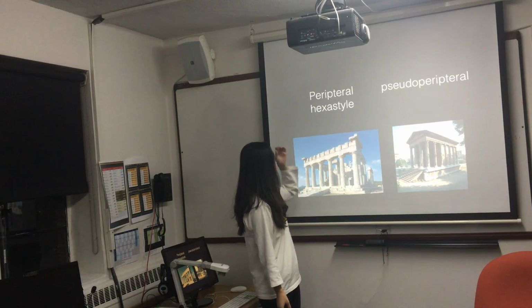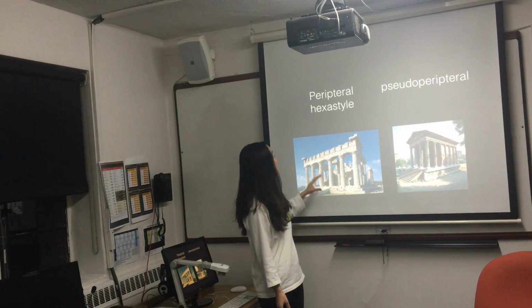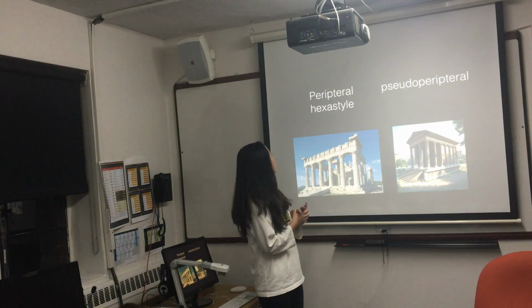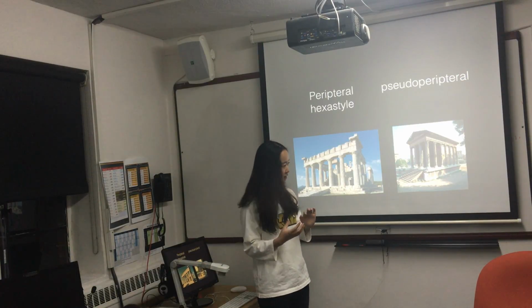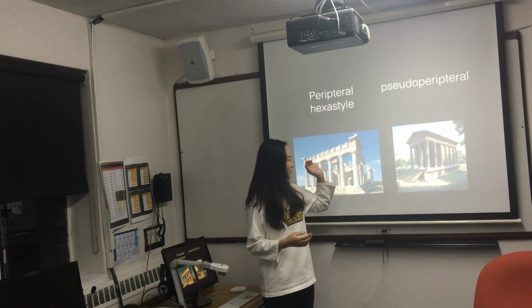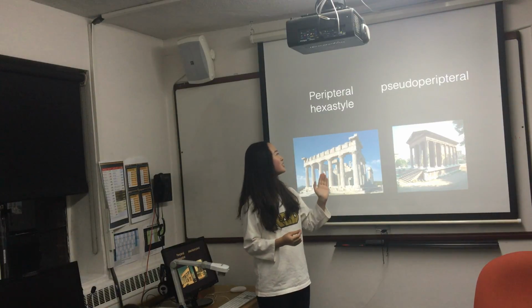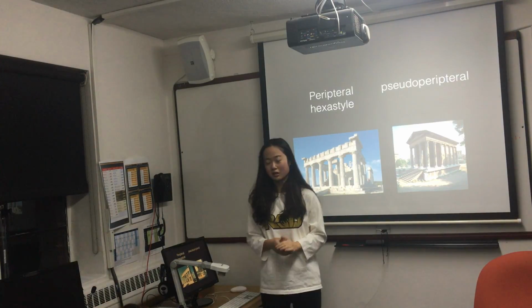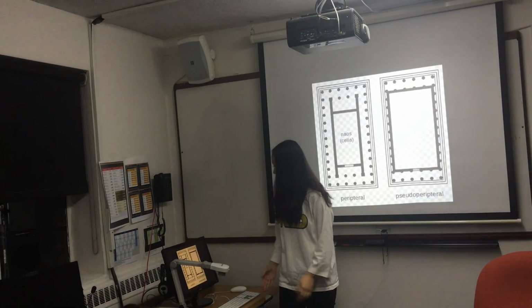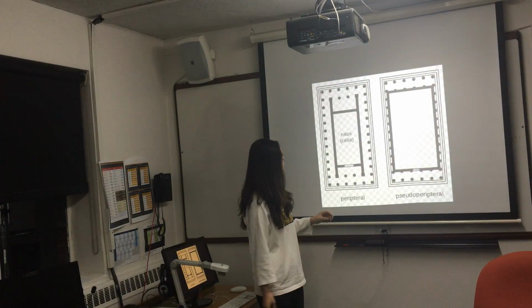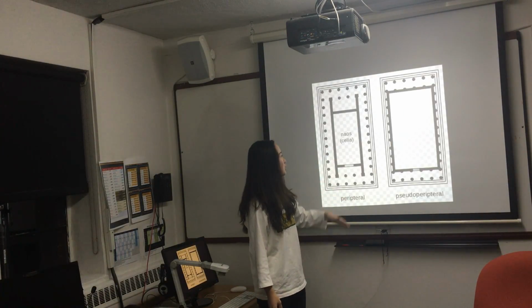So first of all, the Temple of Athena is peripteral hexastyle, and the Temple of Providence is pseudo-peripteral style. So what's the difference between the two styles? This is the plan of the two styles.